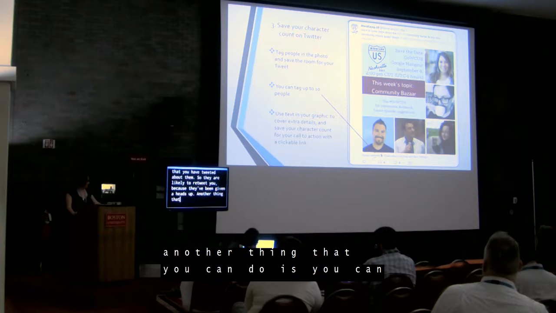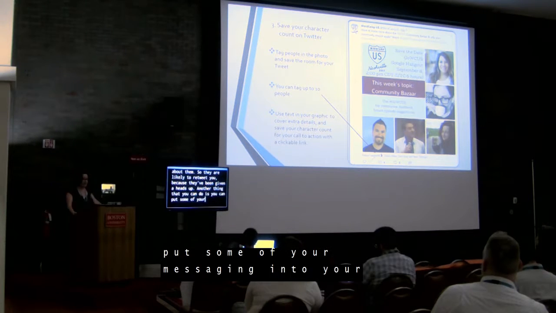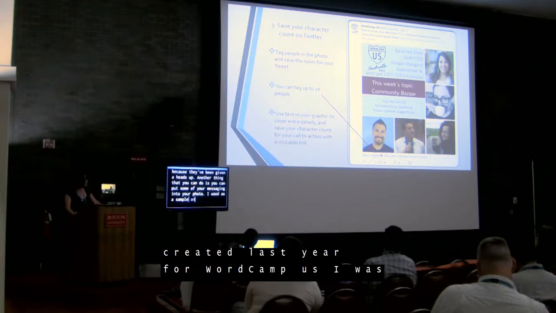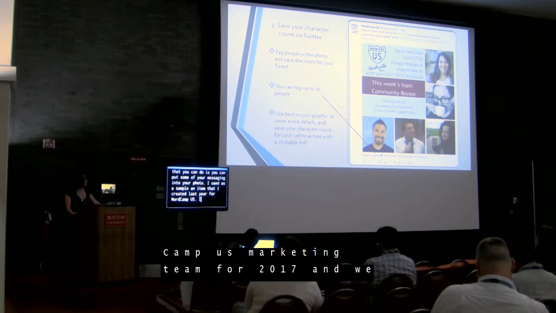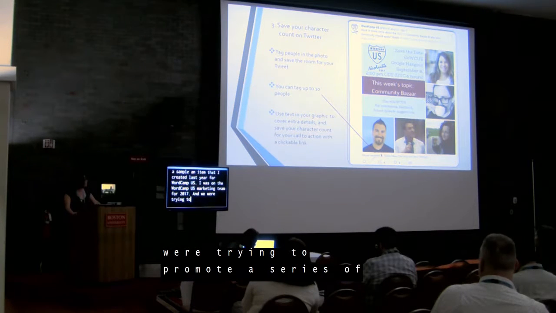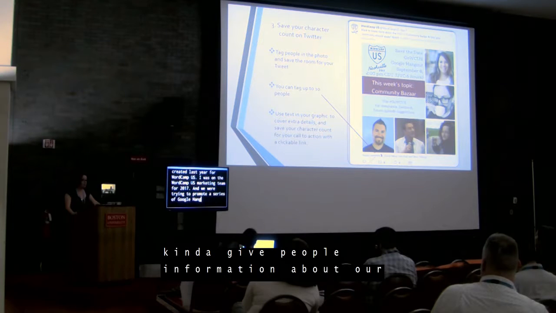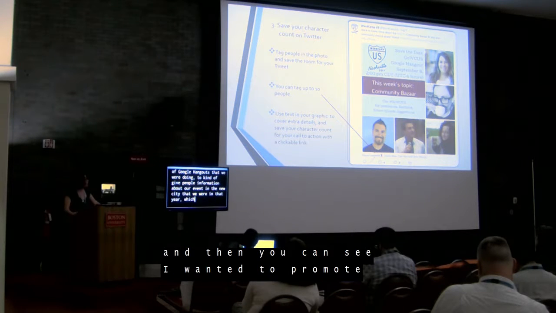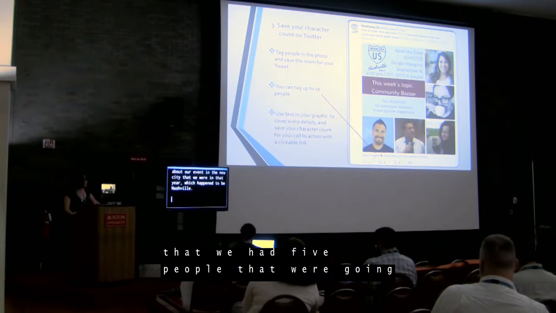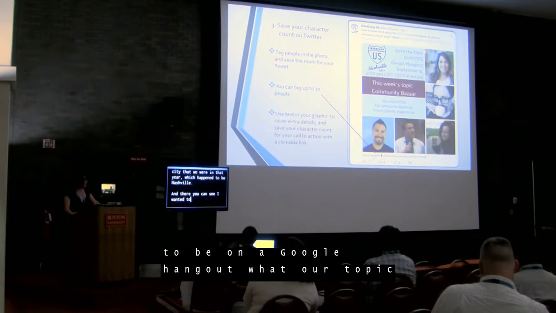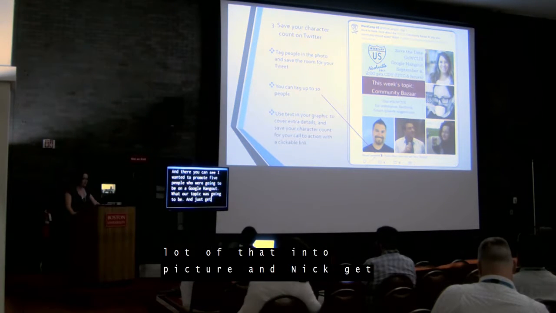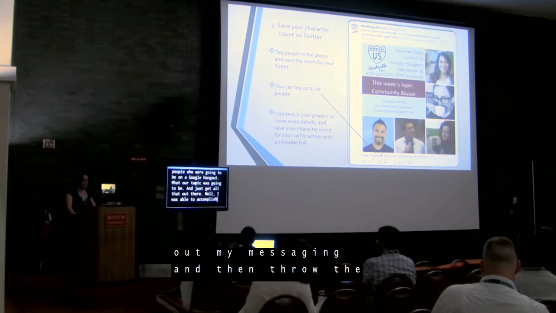Another thing that you can do is you can put some of your messaging into your photo. I used as a sample an item that I created last year for WordCamp US. I was on the WordCamp US marketing team for 2017. And we were trying to promote a series of Google Hangouts that we were doing to kind of give people information about our event in the new city that we were in that year, which happened to be Nashville. And there you can see I wanted to promote that we had five people who were going to be on a Google Hangout, what our topic was going to be, and just get all that out there. Well, I was able to accomplish a lot of that in a picture, and then get out my messaging, and then throw the hashtag on it.